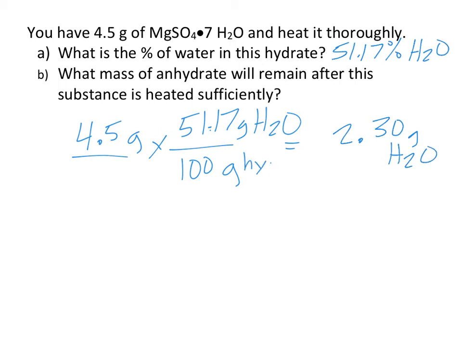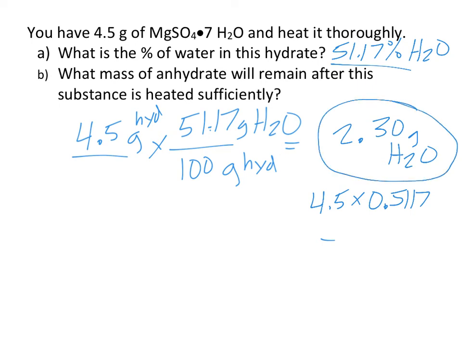Another way you can do this, I just did this dimensional analysis. For every 100 grams of hydrate, you get 51.17 grams of water. This was also of hydrate. You could just use a percent and say, okay, it's 4.5, and I know 51.17% as a decimal is 0.5117, and you're just multiplying that. Either way, this is how much water is there. You need to figure that out. And again, does it seem reasonable? If you have 4.5 grams and roughly a little more than half is water, it is reasonable that 2.3 grams of it is water. So just do a quick check and make sure that it makes sense.